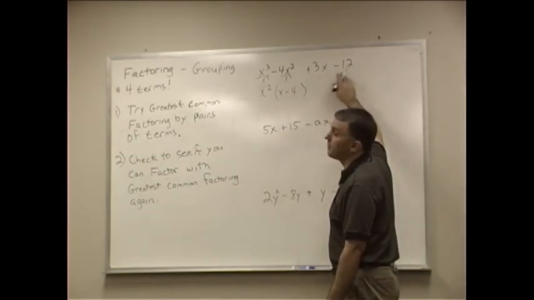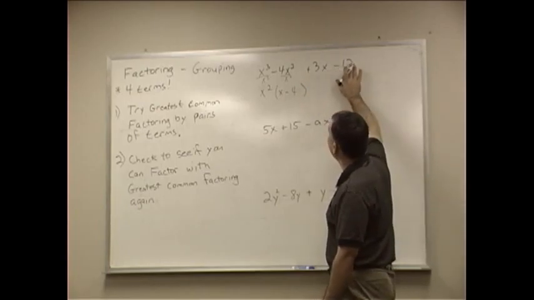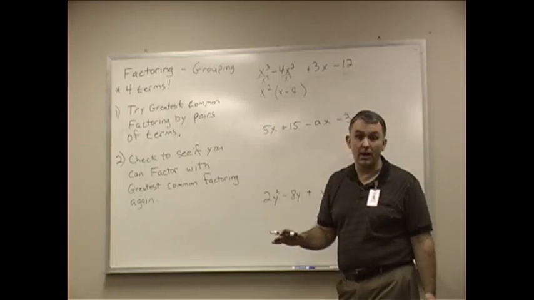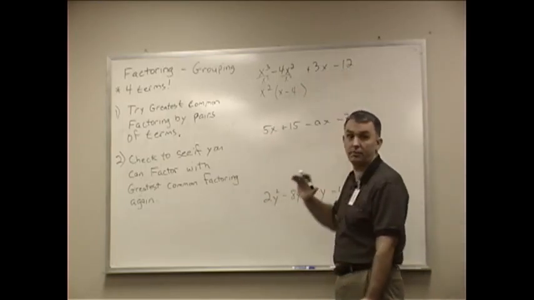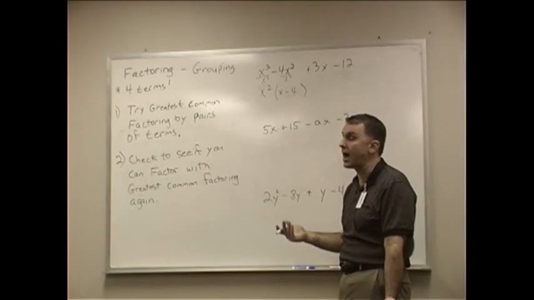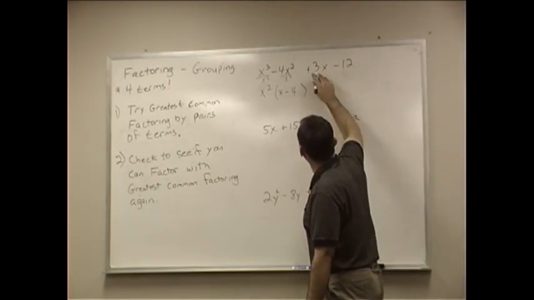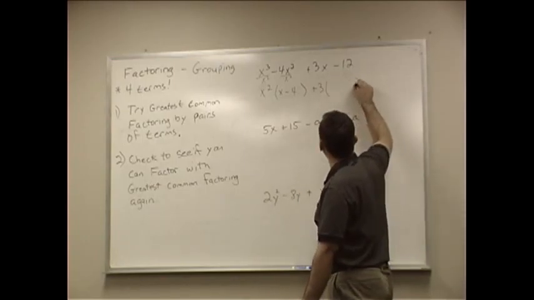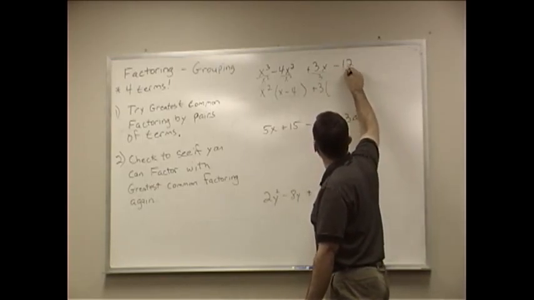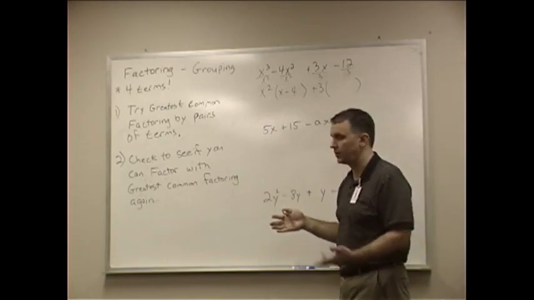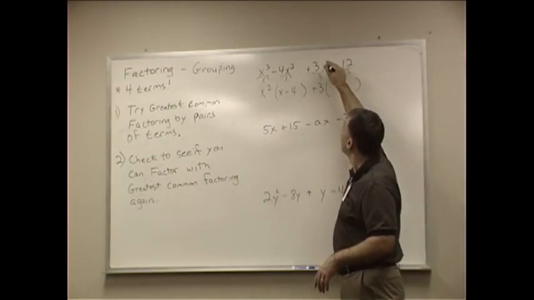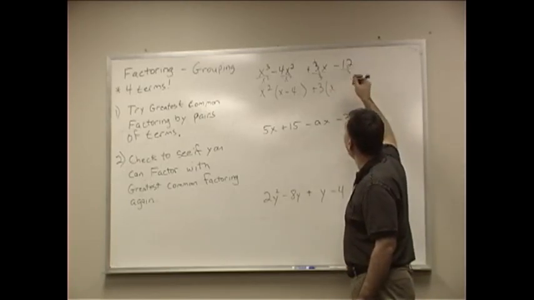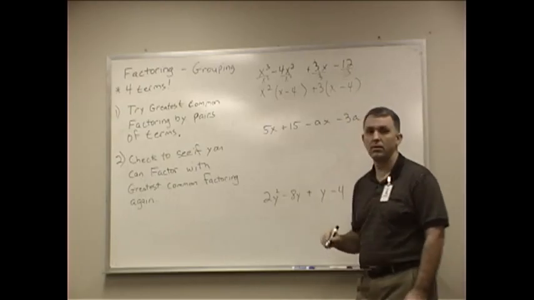Now let's look at the second pair. I have a 3x and I have a negative 12. Well, I can't get any variables out of there, but I can divide both of those by 3. They both have a 3 in common, don't they? So I'm going to use positive 3, so I'm going to use plus 3 there. And then inside the parentheses, that's what happens in common factoring. After you divide it, they go on the inside. The 3's cancel there, leaving me an x. Negative 12 divided by 3, that's negative 4.